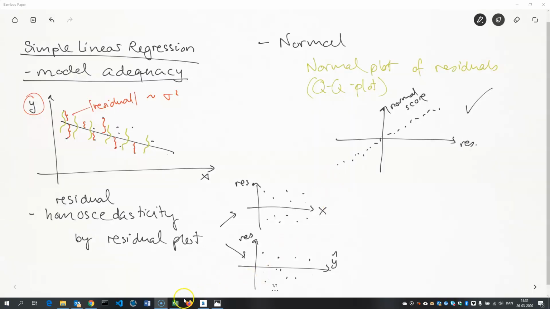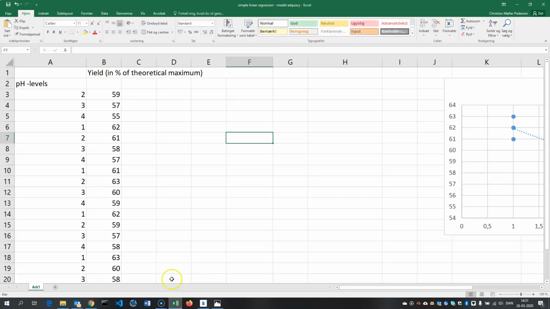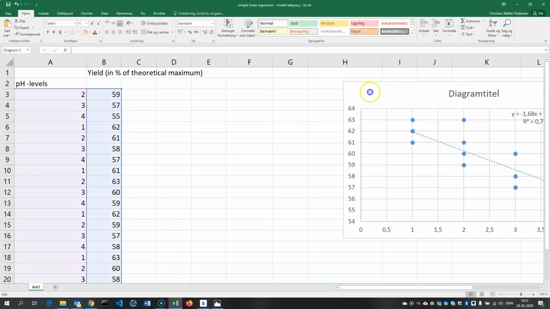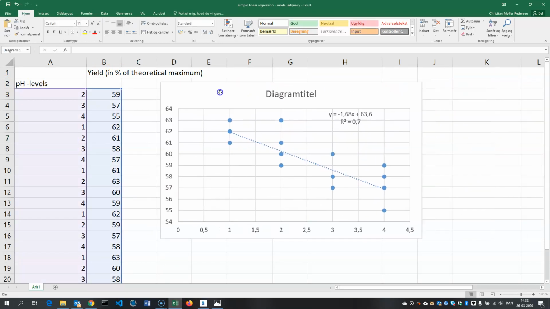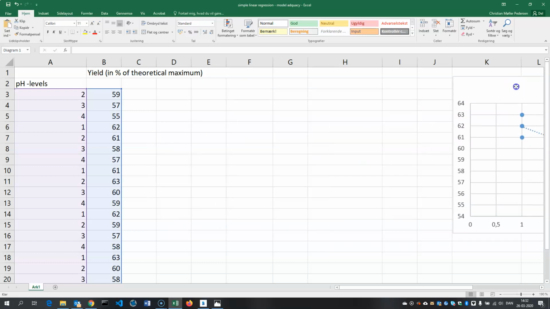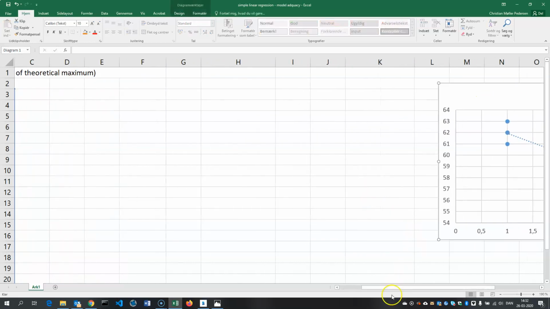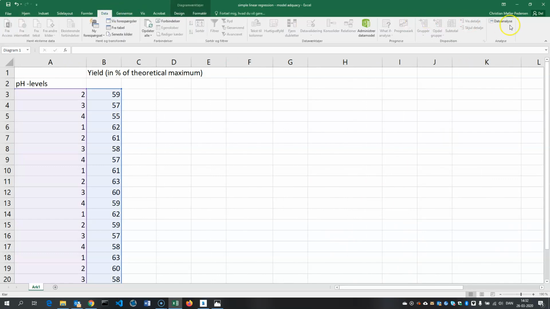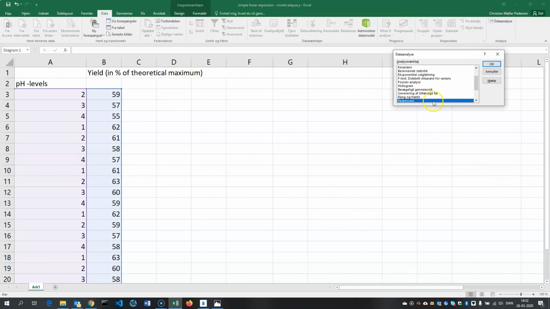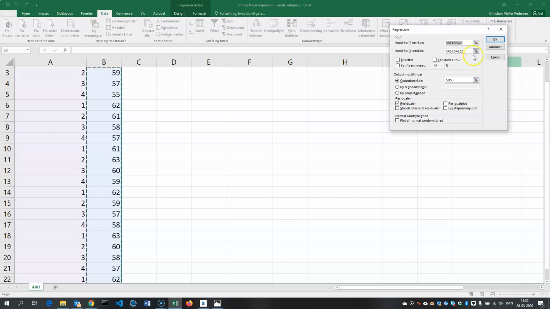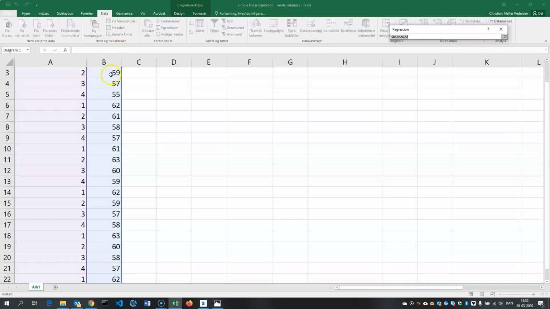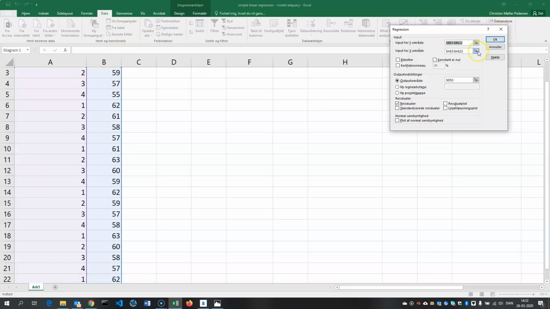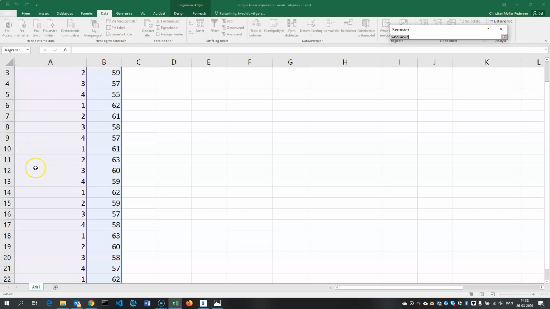So let's try to do this in Excel, and I'll choose the example from before with the pH levels and the yields. Here we have the regression that we did in a previous video, but this time we'll do a more thorough analysis. So I'll go into data and choose data analysis and regression, and the Y area has already been selected, but the Y values are the blue ones here, and the X values are the pH values here.